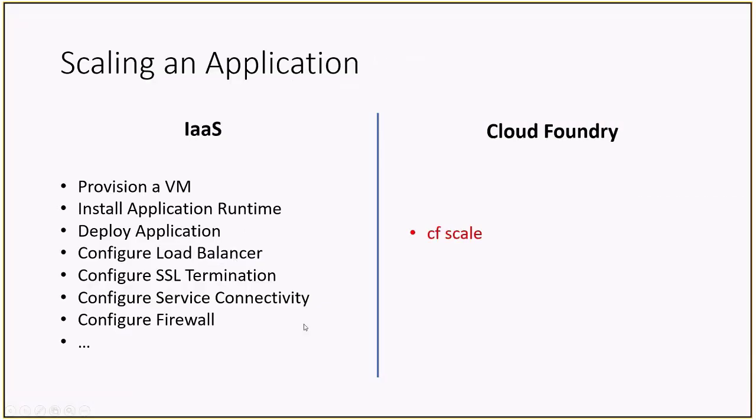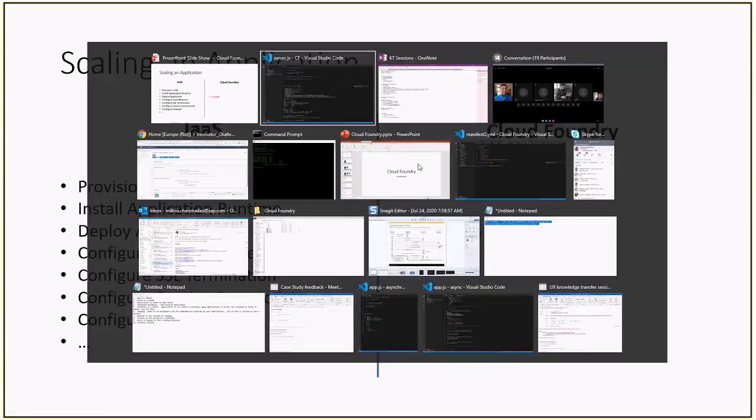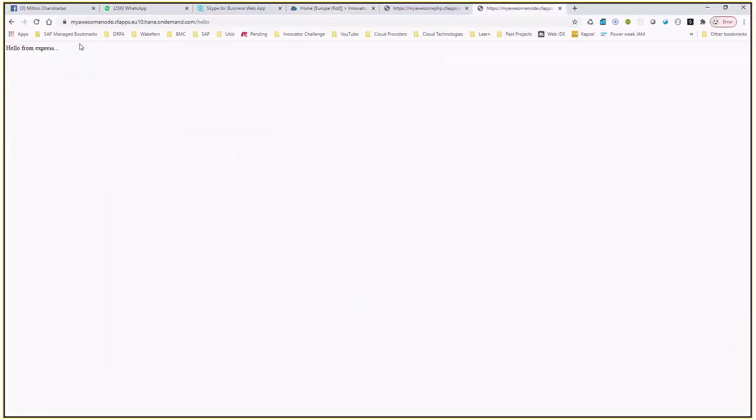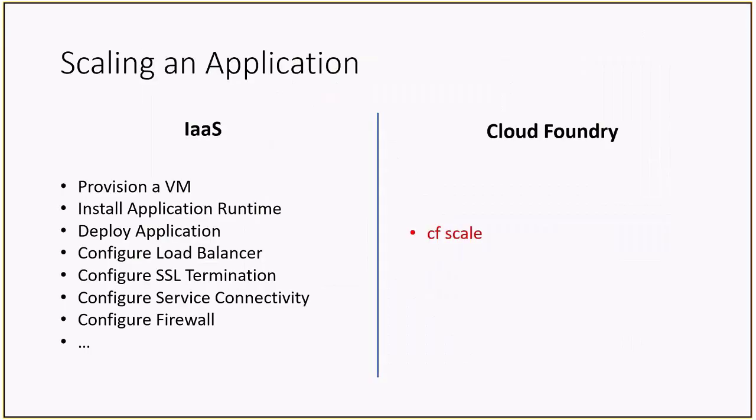It takes care of everything here. And the same URL that you were using before, you can still access. Now you have 2 instances, and the load balancer can redirect the load to each instance, right? So all of this with just the cf scale command.